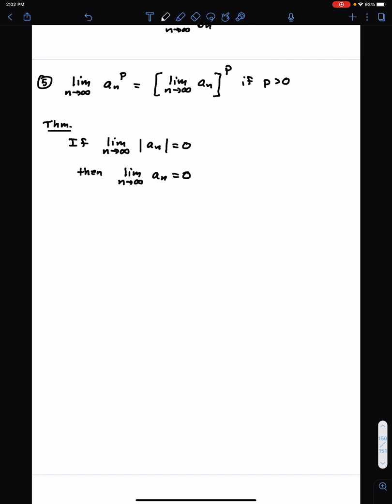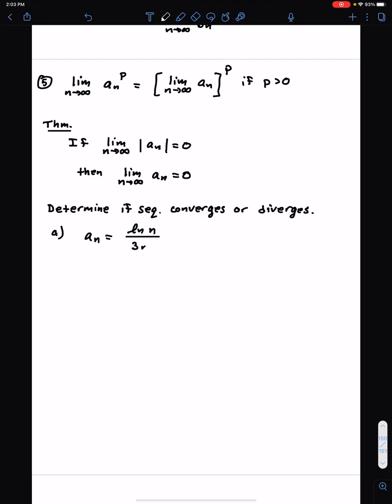So for the following, determine if the sequence converges or diverges. a sub n is equal to the natural log of n divided by 3n squared.